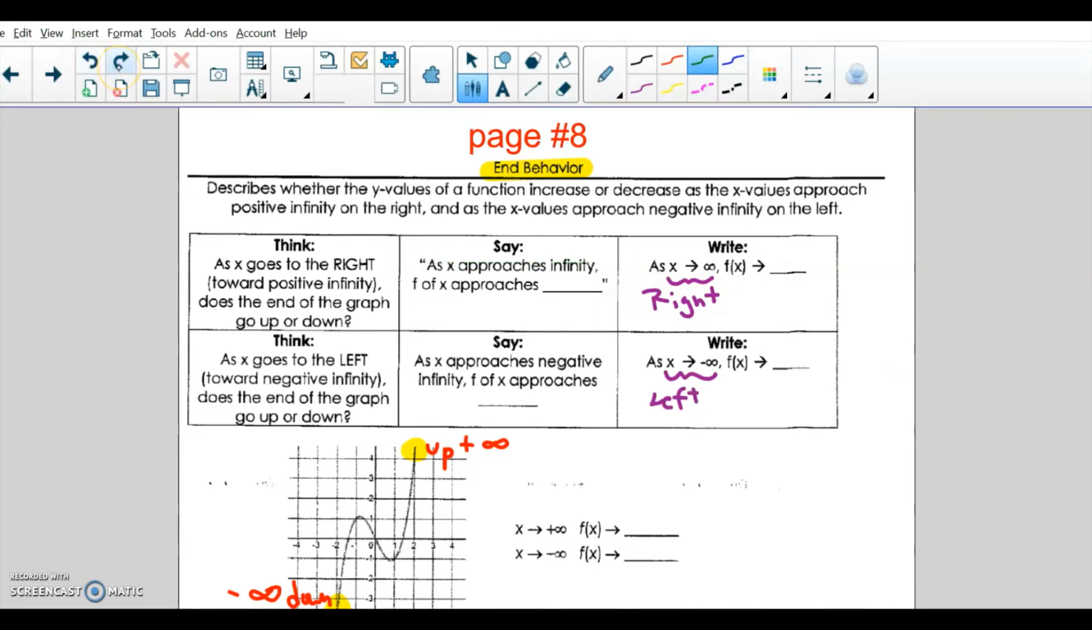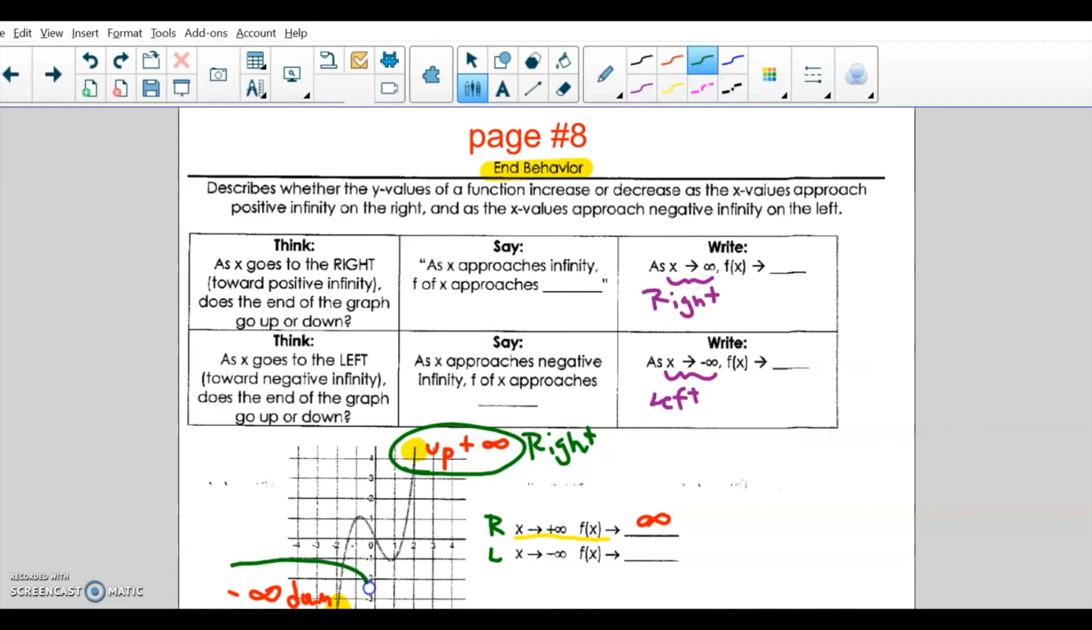So we're going to answer these questions with either a positive or a negative infinity. So again, this is the right side, this is the left side. So this is the right-hand side of the graph. I'm going to underline this as I read it. As x approaches positive infinity, that's the right-hand side, what does the graph do? And so we've already discussed that this graph is going to positive infinity. You don't have to put the positive on it, okay?